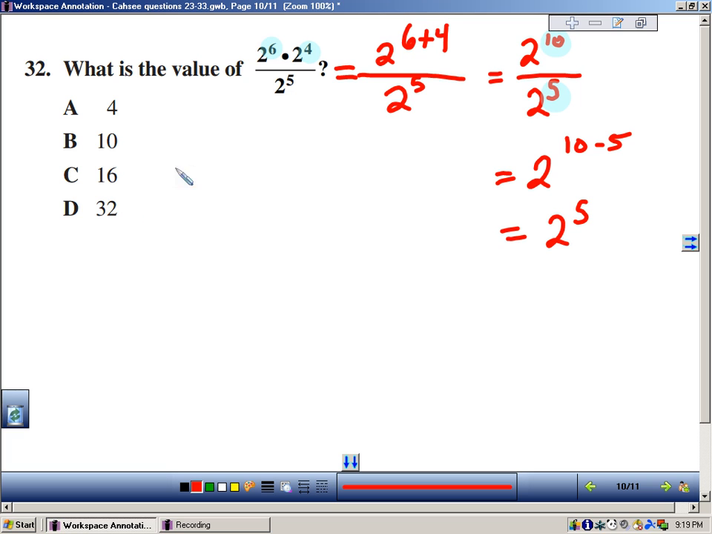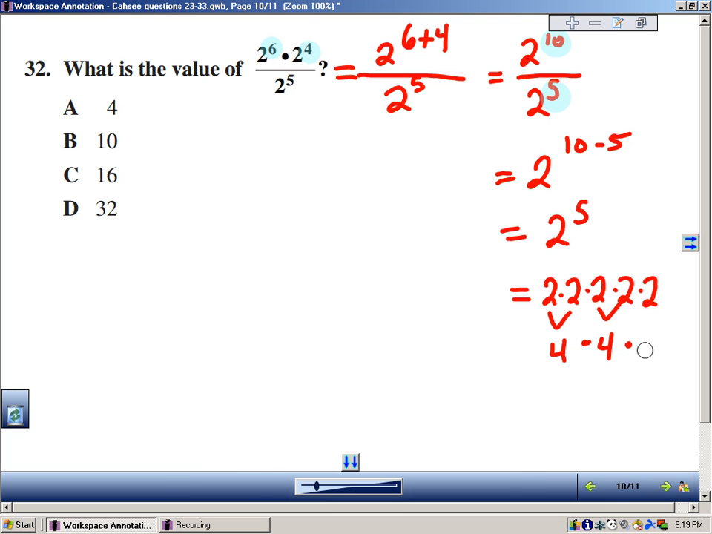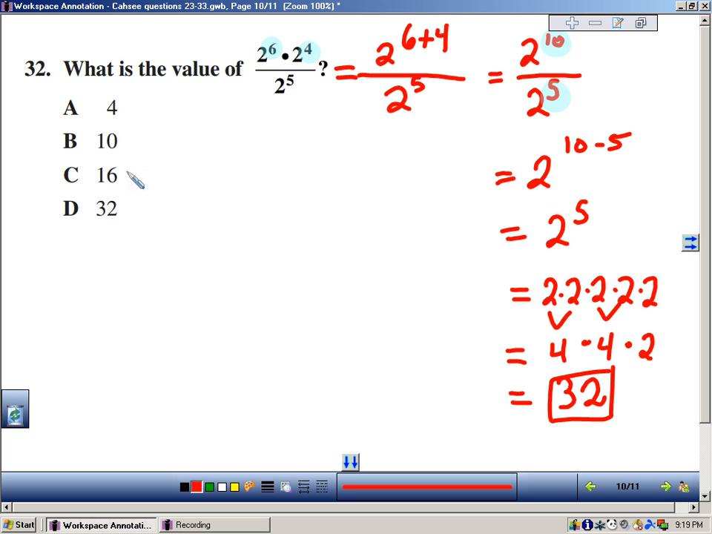Well, that's because 2 to the 5th, when you expand it, is 2 times 2 is 4. 4 times 2, and we have 16 times 2. And 16 times 2 is 32. Again, just taking your time, thinking about the math, having that recall is huge.